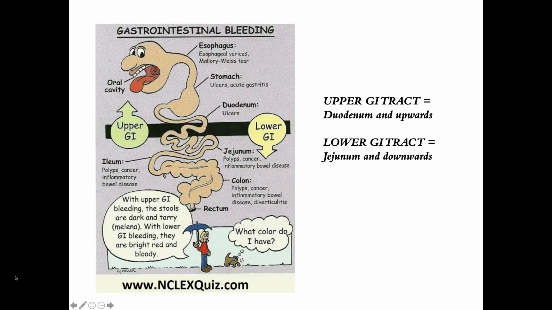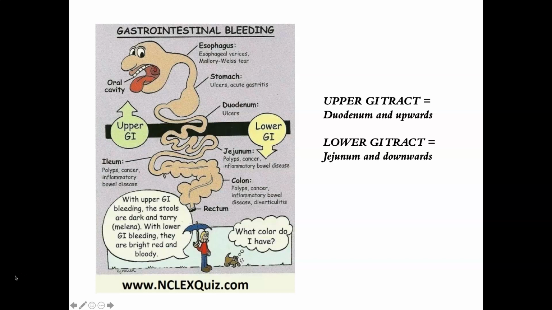So let's get started. I included this in here because sometimes we have the question, what is the upper GI tract and how is it different from the lower GI tract? Even though this visual is not necessarily the one we're going to go into detail on when it comes to gastrointestinal bleeding, it is helpful to know that the duodenum, which is the first part of the small intestine, and upwards are considered the upper GI tract. And when you're talking about the lower GI tract, you're picking up with the jejunum, which is the second part of the small intestine, and following it through to the rectum.